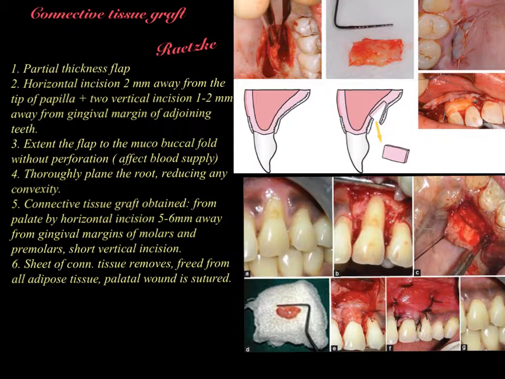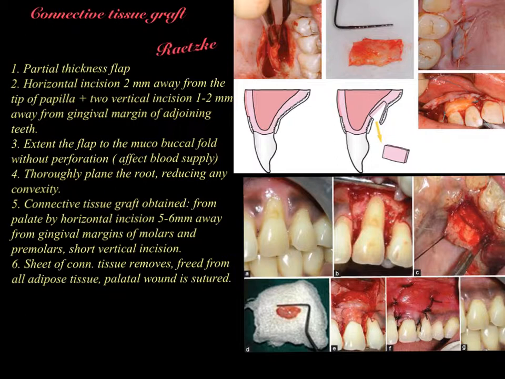The subepithelial connective tissue graft can also be used to increase the thickness of the gingival tissue in areas of gingival recession to reduce the risk of further recession in the future. The procedure involves harvesting connective tissue from the palate and placing it between a split thickness pedicle flap and the connective tissue attached to the underlying periosteum at the recipient site. So let's clinically talk about the procedure.